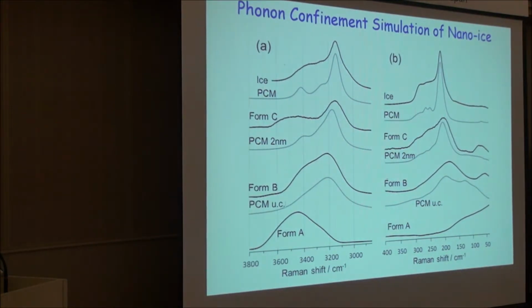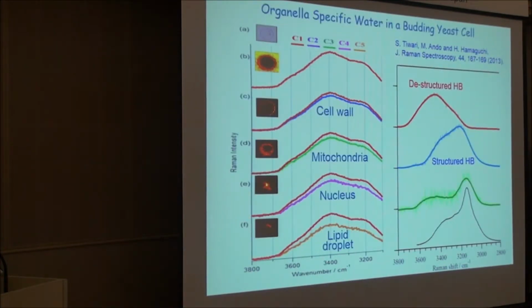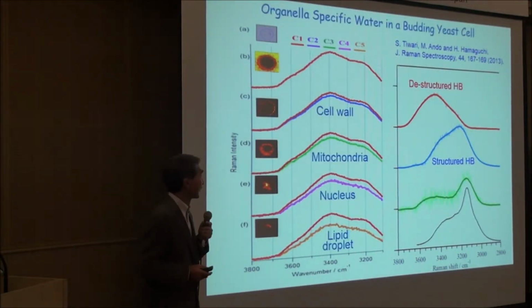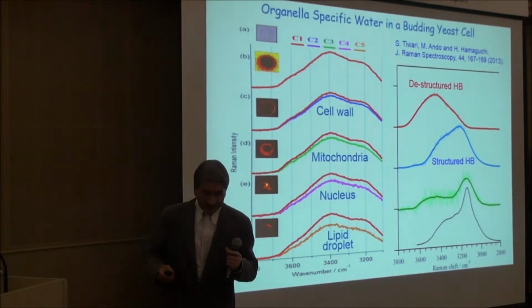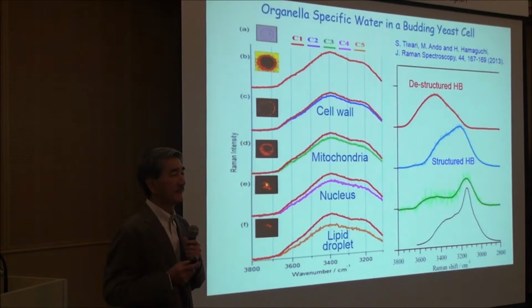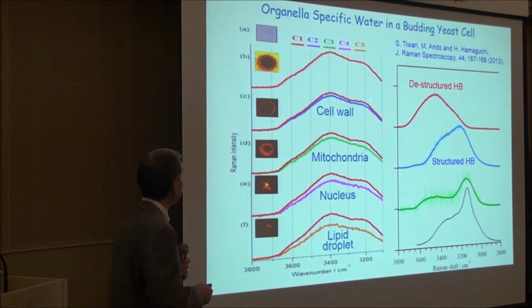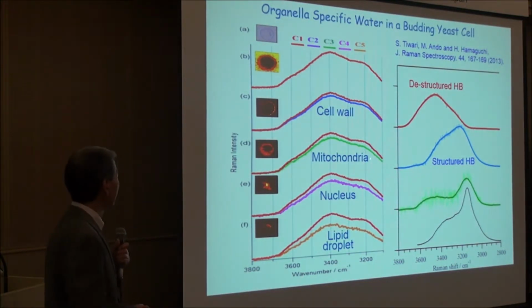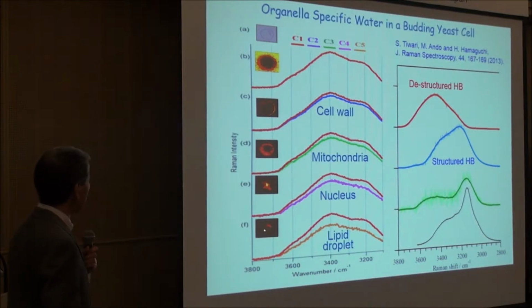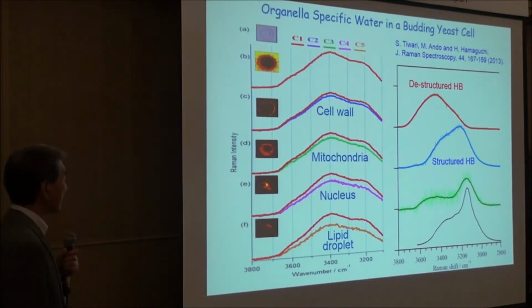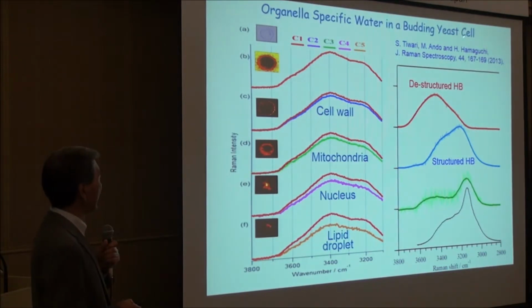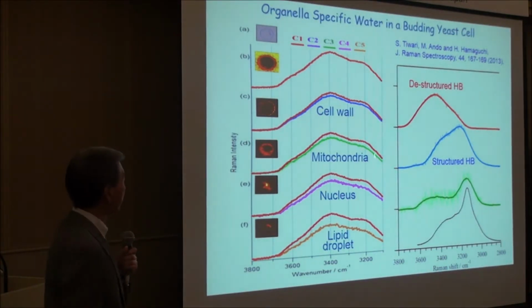So this is about water itself, and I briefly show you this result, which was published not 10 years ago, 5 years ago, sorry. We studied living cells by Raman spectroscopy, and we studied many things, including water. And here I show you the water spectra and cell wall, mitochondria, nucleus, lipid droplet, and here the spatial distribution. And this spatial distribution is the same as that of mitochondria, nucleus, and lipid. So depending on which organelle the water belongs to, the spectrum changes like this.